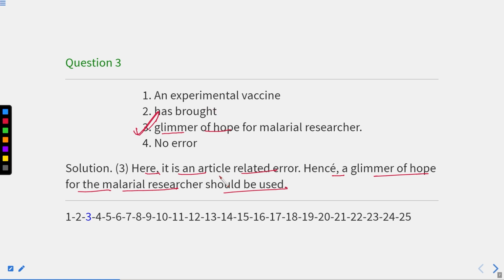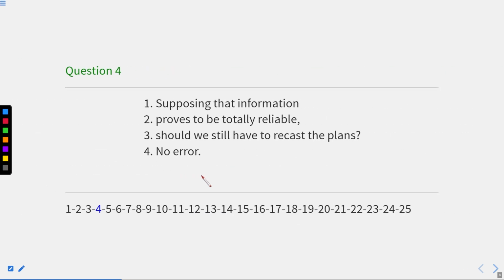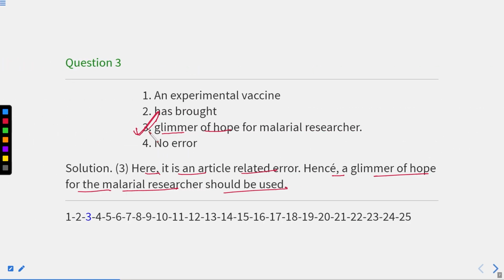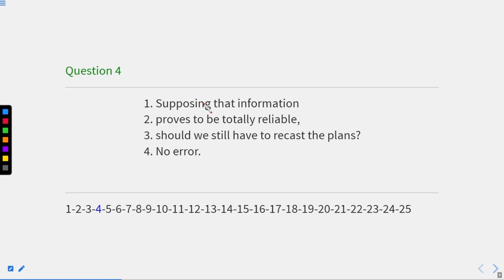Okay, now let us move to the next one. Now, as I told you, whichever part contains the error, the number corresponding to it will be the correct answer. So in this sentence, the third is the correct answer. Why so? Third is the correct answer because it is actually the part which contains the error. Now let us move to the next question.